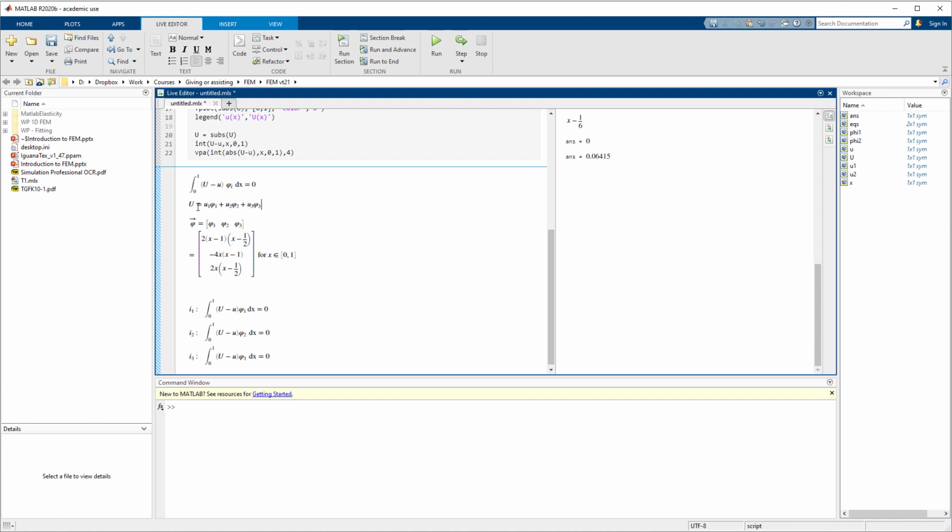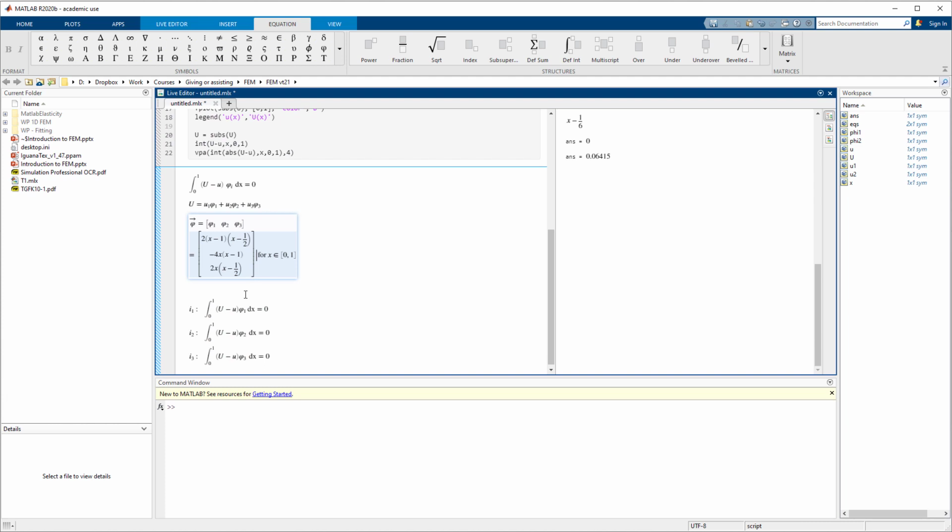For the approximate solution, we have u here, which is u1 phi 1 plus u2 phi 2 plus u3 phi 3, so it's quadratic, 3 terms. And our basis functions look like this, which is phi 1, phi 2, and phi 3. So I'm putting that as a vector. So this is a vector here containing these three functions. And then, of course, this is what they are.